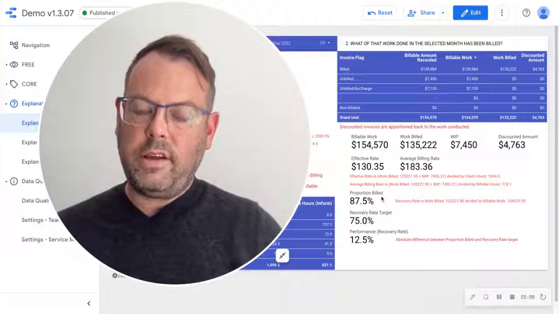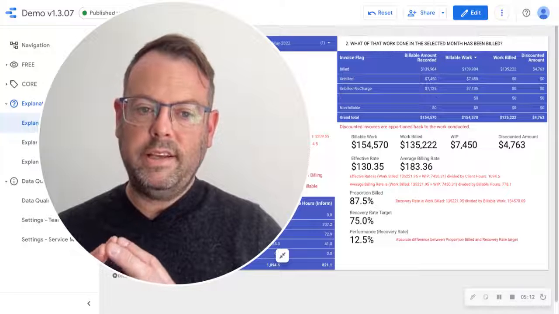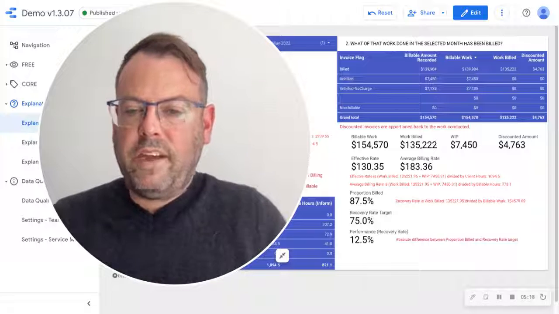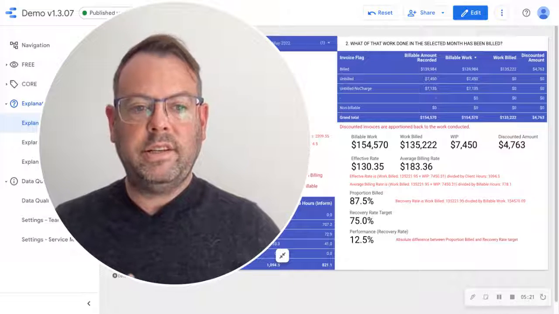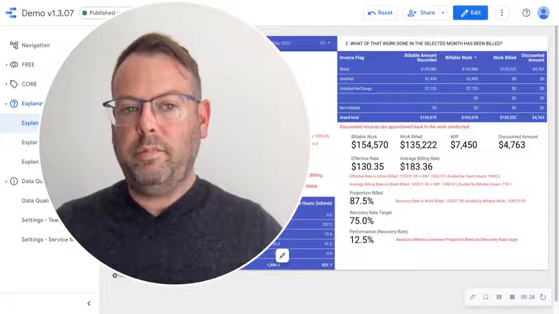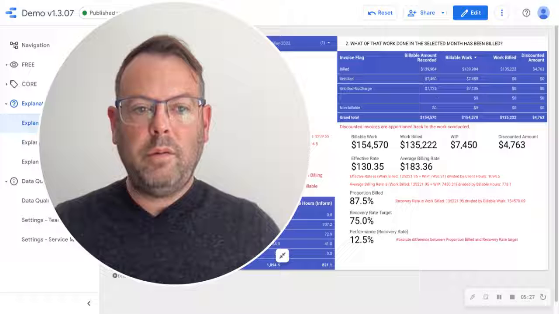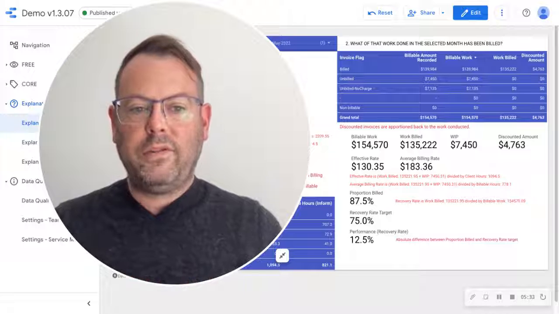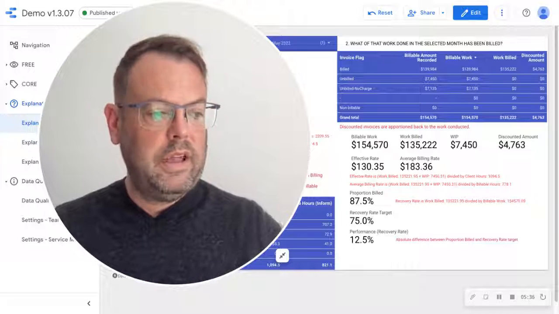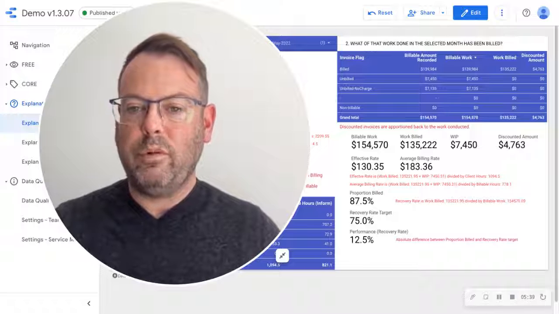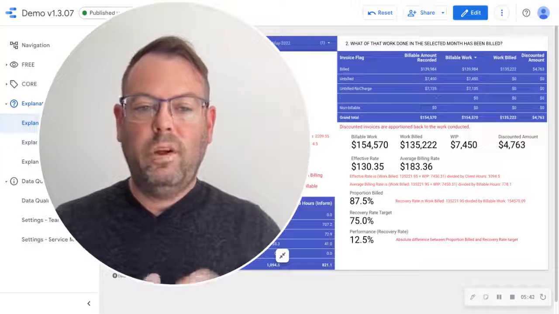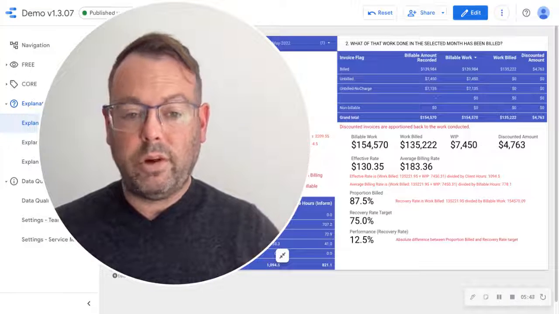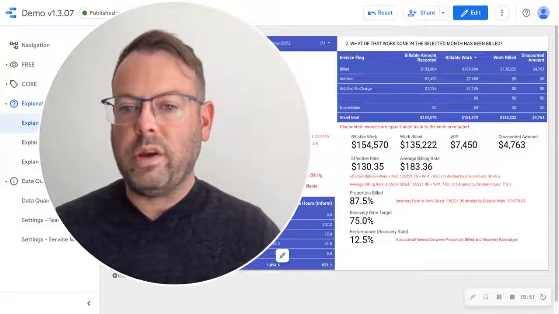The final metric that we've got in here is proportion billed, and that is looking at effectively what some people would call recovery rate, which is the work you've billed divided by the billable work. And so at the moment we have billed 135,000 out of the 154,000 of billable work. And so the proportion billed is 87.5%. Now, we've got a recovery rate target set of 75% that you want to recover, three quarters. You may want a different target. We can sort that out.